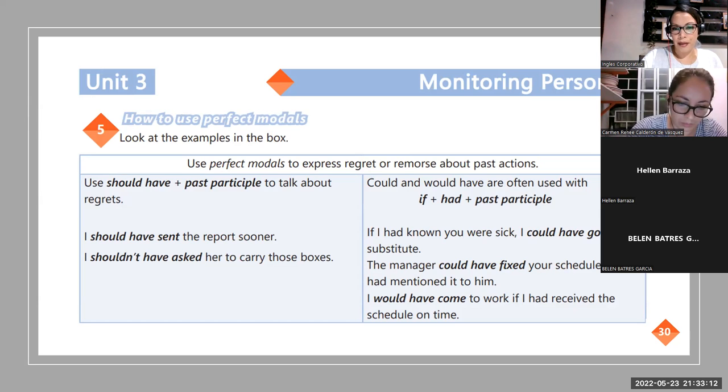Por ejemplo, la primera: if I had known you were sick, I could have gotten a substitute. O puedo hacerlo al revés, decir: I could have gotten a substitute if I had known you were sick. La diferencia es que ya no llevaría coma, pero el significado no cambia.